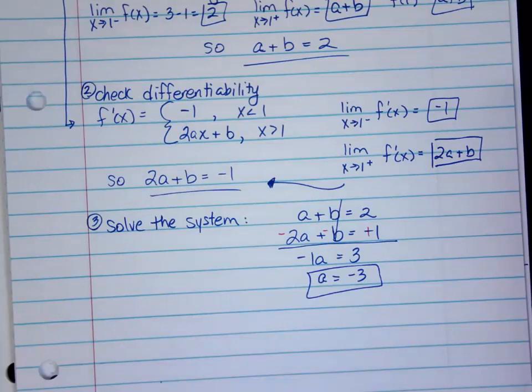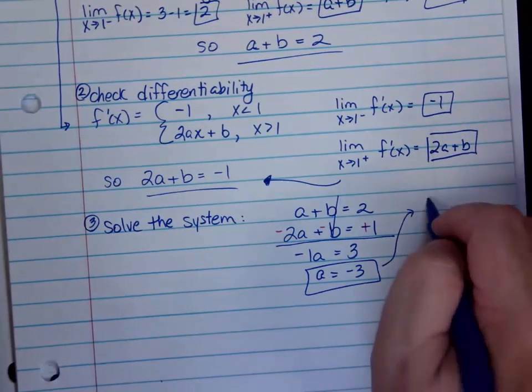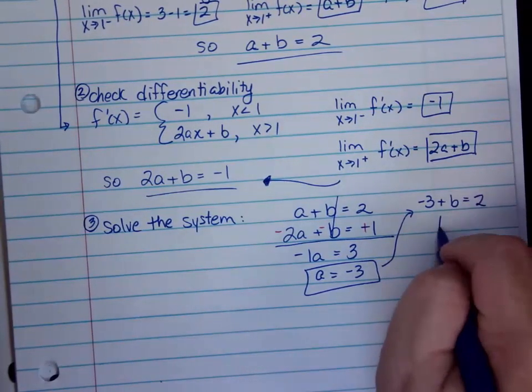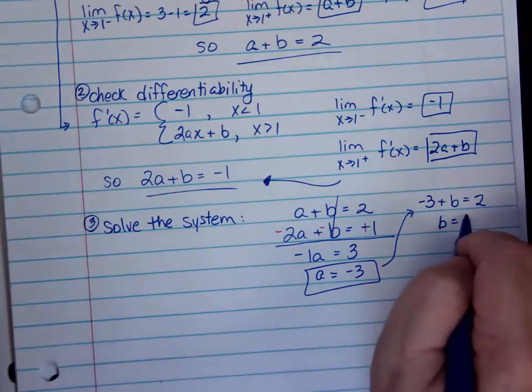Now, how do I find b? Plug in a. Does it matter which equation I plug it into? Do you think? Well, no. No, it doesn't, because what we're finding is the coordinates of a and b that they have in common. So it doesn't matter which one you plug it into. So I'm going to come up here and put in -3 plus b equals 2. So what does b equal? 5.